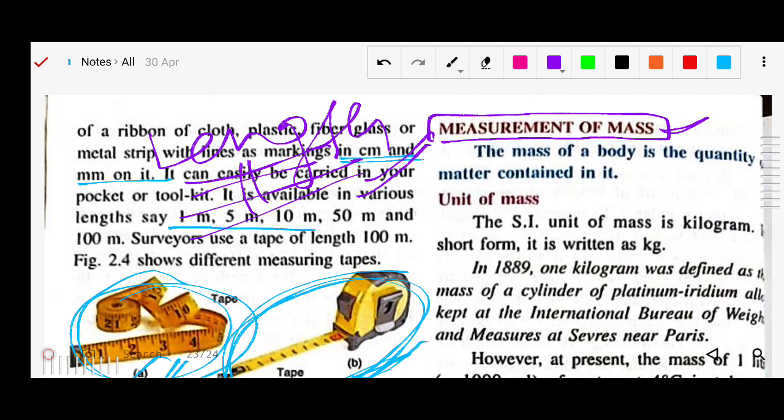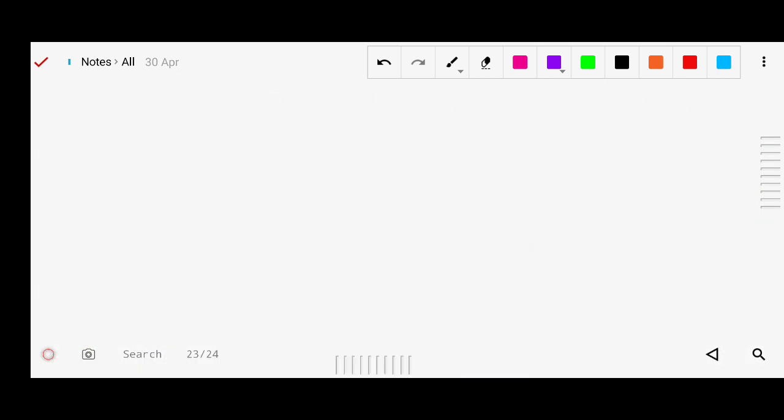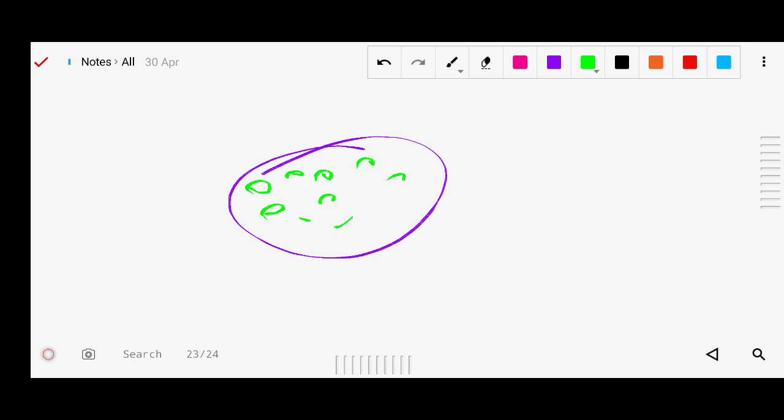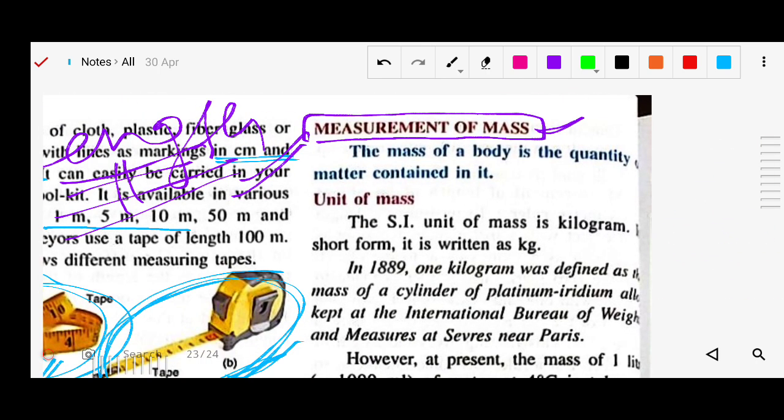What is mass? The mass of a body is the quantity of matter contained in it. To make you understand, any shape we have, as you know, matter, which we discussed in the first chapter, is that which has mass and occupies some space. So it has a quantity of matter. The more matter there is, the more the mass increases, so mass depends upon the matter. The mass of a body is the quantity of matter contained in it.